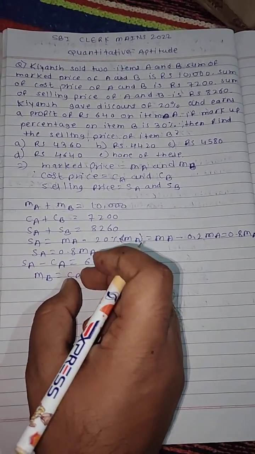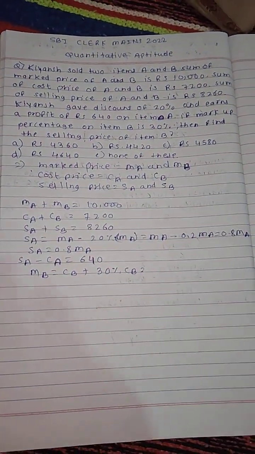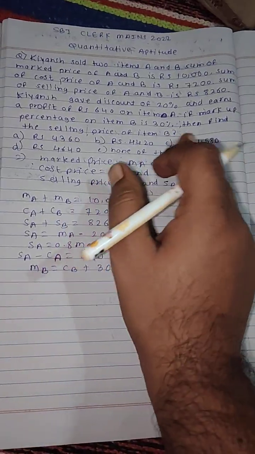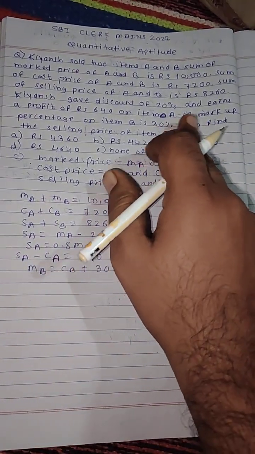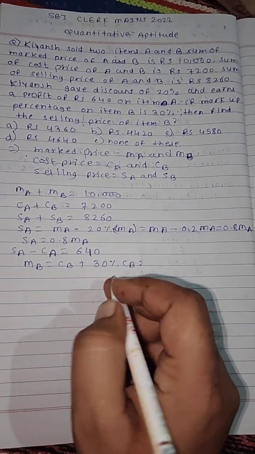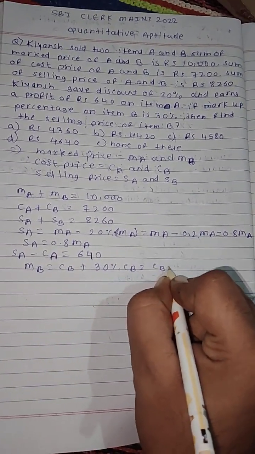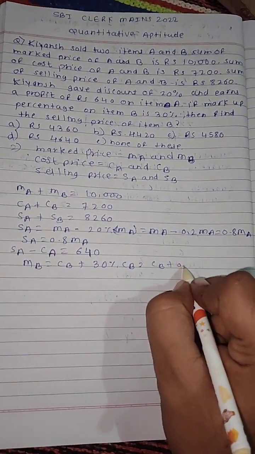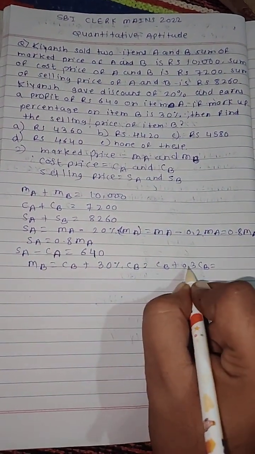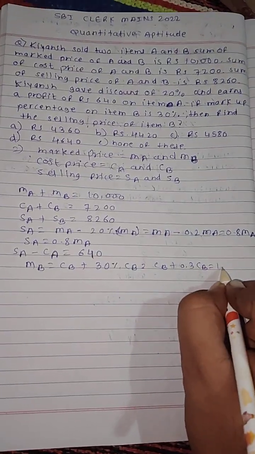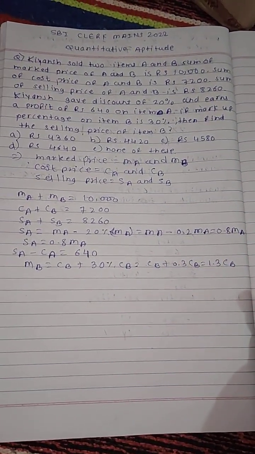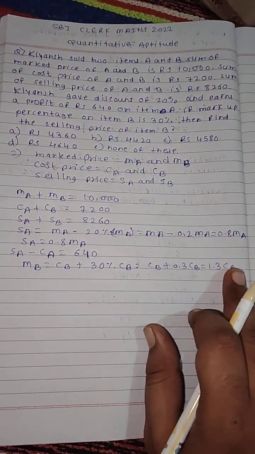So if the cost price is CB, 30% markup means 30% of the cost price of B we need to add. So 30% markup means cost price plus 30% of cost price. So it will come out to be CB plus 30%, which is 0.3 CB. So here 1 is there, and 1 plus 0.3 is 1.3 CB. So 30% markup we can assume as 130%. So 130% will be 1.3 CB.